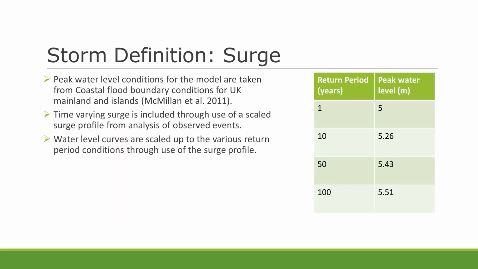To study the impact of salt marsh management interventions on coastal flooding, a series of storms were created by combining different boundary conditions. To provide storm surge, the dataset and method of Macmillan et al. was used. They provide peak water level conditions for a range of return periods at 2 km resolution around the UK coastline. As part of this dataset, they also provide representative scaled surge profiles based on analysis of tide gauge data around the UK, in order to scale up water level curves to the desired peak water level, incorporating the time-varying surge component. This provides a range of representative storm water level profiles for the desired significant storms.